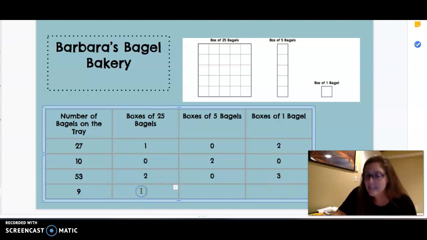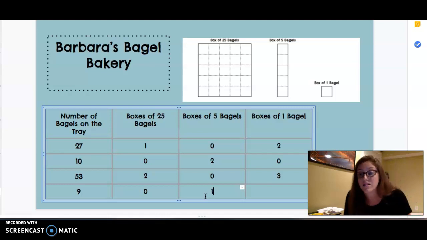For my last grouping of 9, I need to think, well, do I need any boxes of 25 bagels for only 9? No. So I'm going to put 0 there. Boxes of 5 bagels. Well, I know that 5 is smaller than 9, so I definitely could use it. But if I only have 9, I wouldn't use 2 boxes of 5 because that's 10. I could use 1 box of 5. And then if I have 1 box of 5, I have 4 left over to get to 9. So I'd use 4 boxes of 1 bagel.